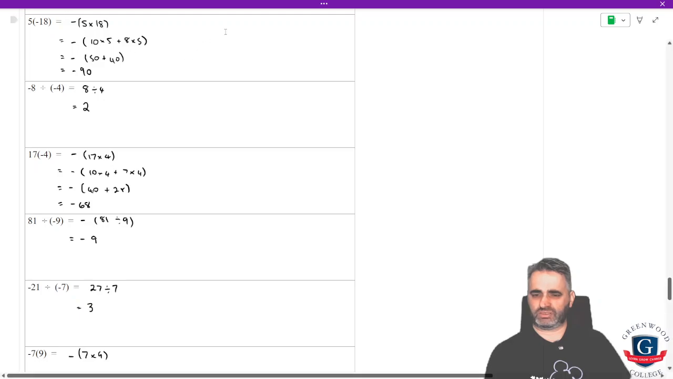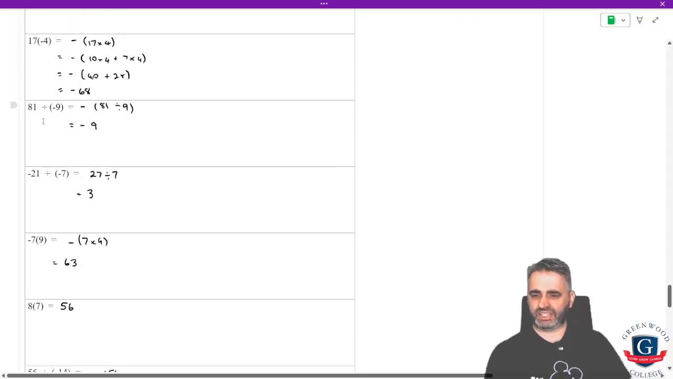And if you do this by long multiplication, you'll probably find that this is still quicker. Well, maybe not in this case, but in most cases it will be. Negative 8 divided by negative 4, negative divided by negative is positive, 8 divided by 4 is 2. 17 times negative 4, take the negative outside, positive times negative is negative. 17 times 4, that's 10 times 4 plus 7 times 4, that's 40 plus 28, which will be 68. Don't forget to multiply the negative sign out the front.